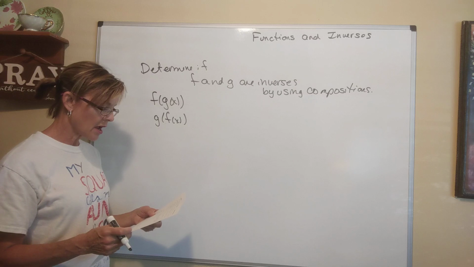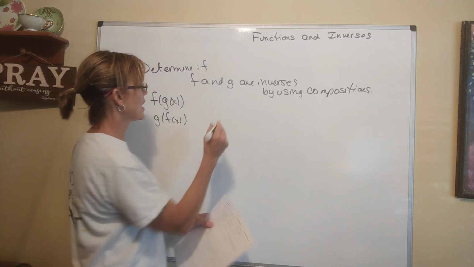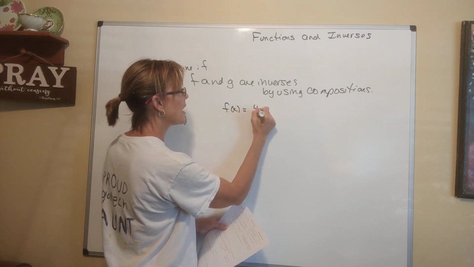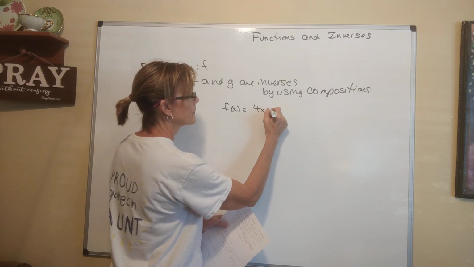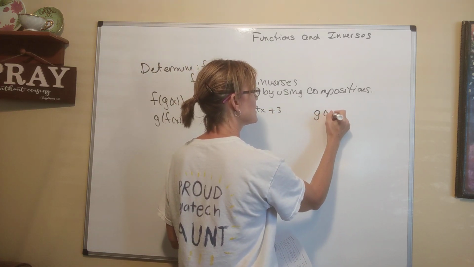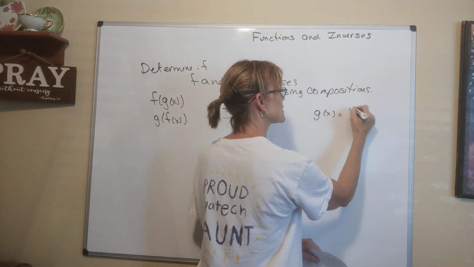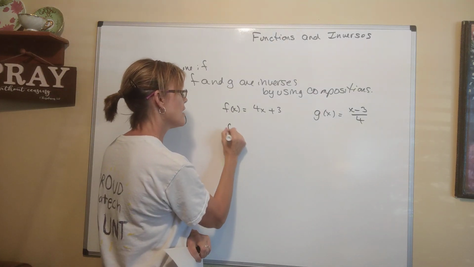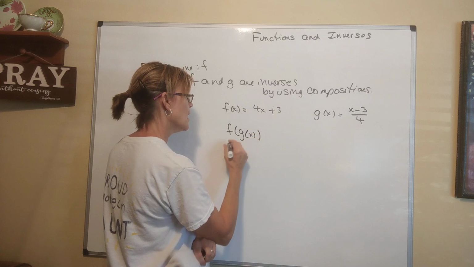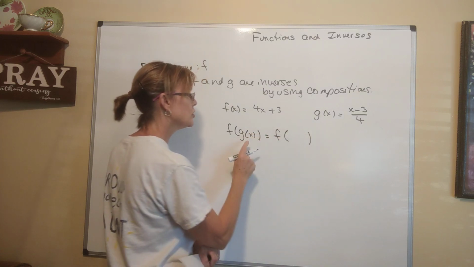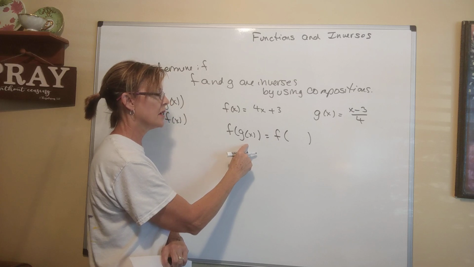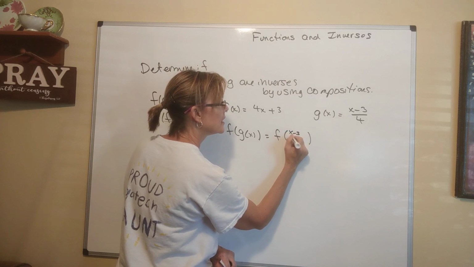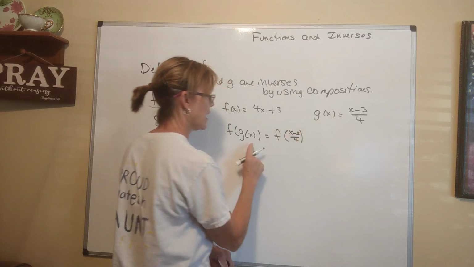So let's do number 38. For 38, they give us that f of x is equal to 4x plus 3, and g of x is equal to x minus 3 over 4. So I'll do it for this one. Let's take f of g of x. This is equal to f of, and what you should do is replace the innermost with what it's defined to be. g of x is x minus 3 over 4, so I put that in there. That replaced my x.